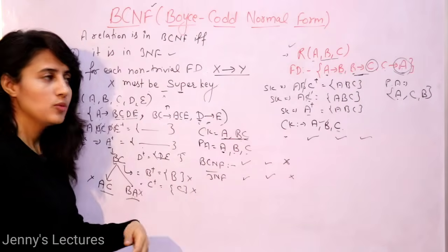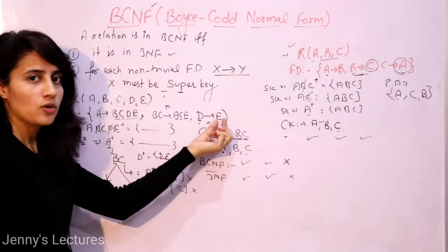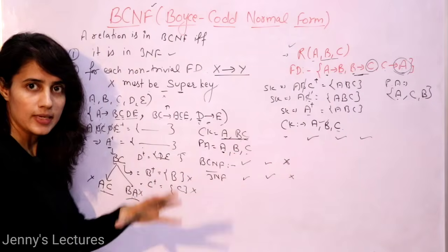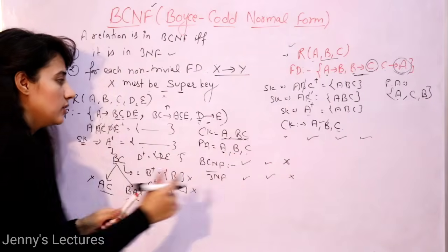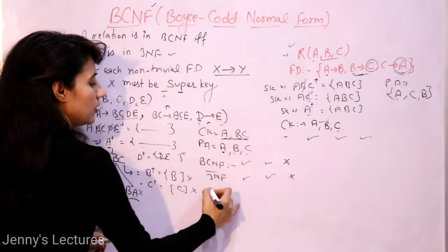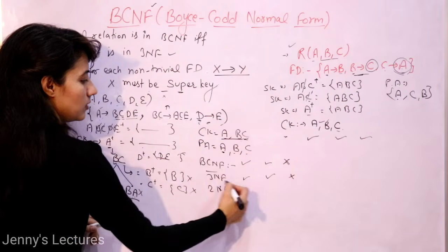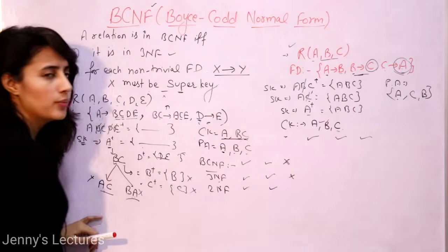Or in another way you can say a non-prime attribute determines a non-prime attribute. Is D a non-prime attribute? Yes. Is E a non-prime attribute? Yes. So this is a transitive dependency. So this is not satisfying the property of third NF. Now check for second NF, partial dependency. The other dependencies are in third NF, so definitely they are in second NF.